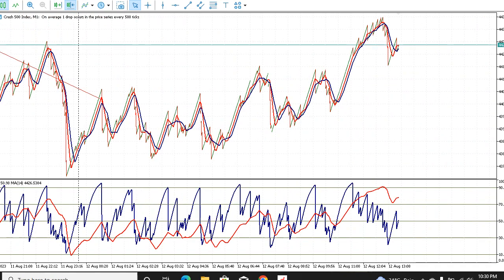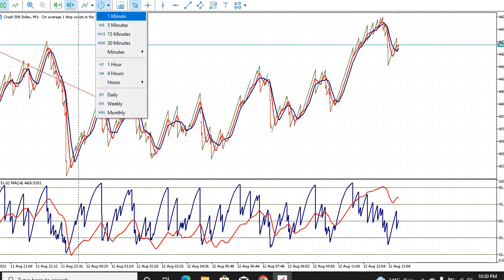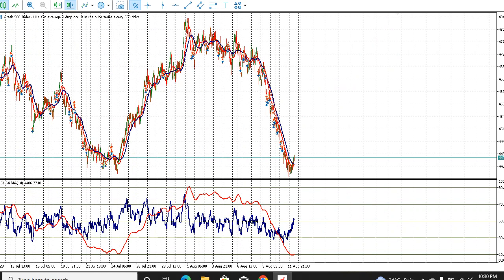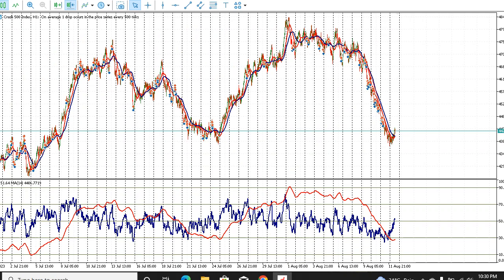You will zoom out like this. You visit all the time frames. What are you visiting for? Visit your 1 hour time frame like this. What are you doing? You are doing it to be sure that the market is in the right direction.